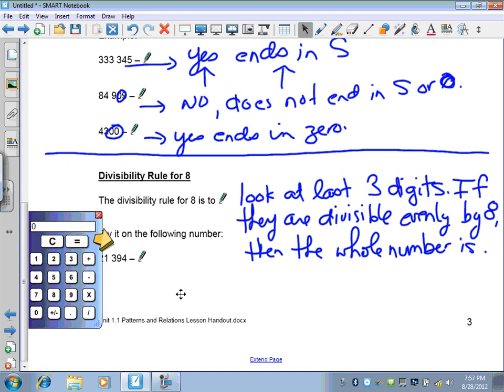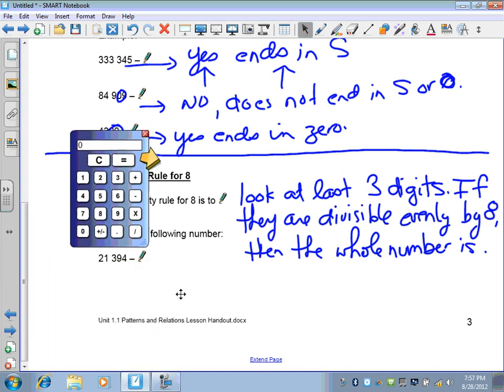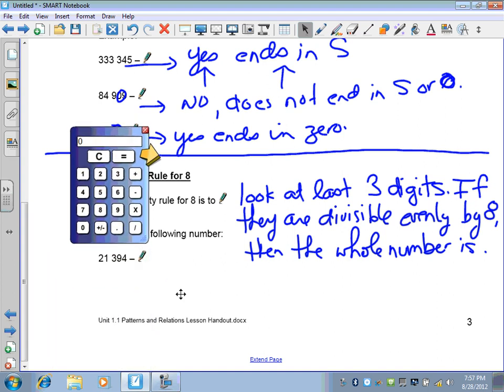I need to take a look and check 21,394. I don't have to worry about the 21. I just have to check 394. So 394 divided by 8. If this comes out to be a whole number, that would mean that the number is divisible by 8. If it's not a whole number, then it is not divisible. So let's take a look at what the answer is. It is 49.25. This has a decimal. So this is saying that 8 will go into this number 49 times and 0.25 more times.